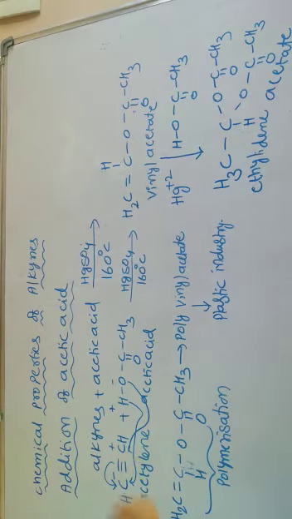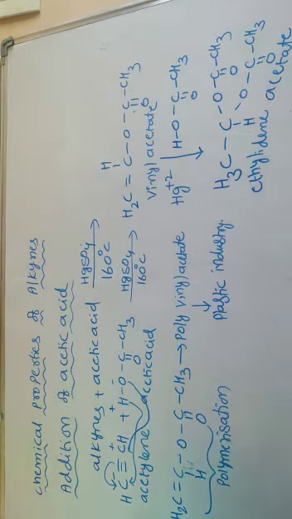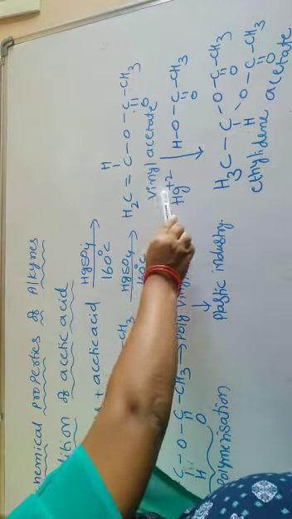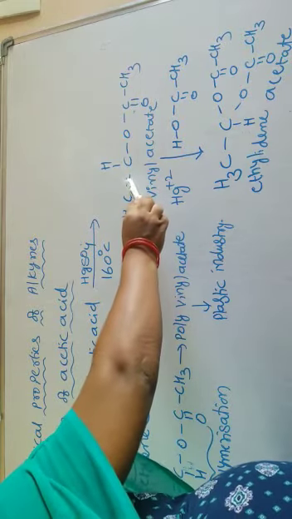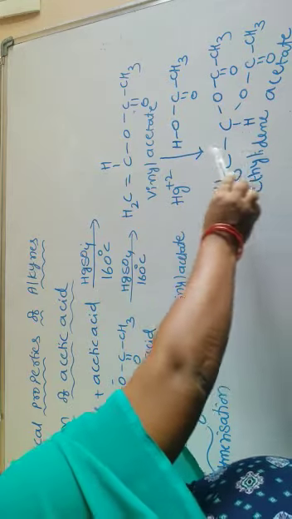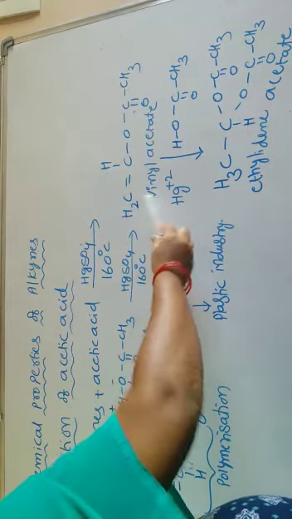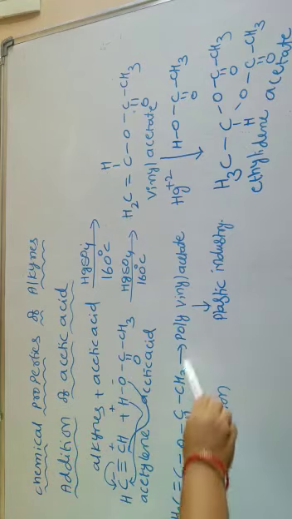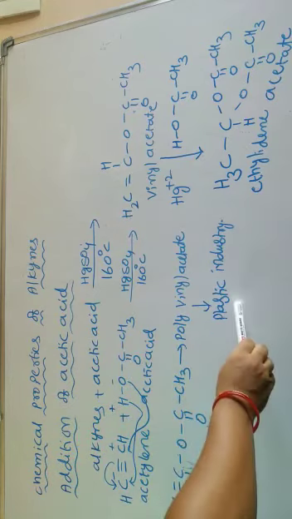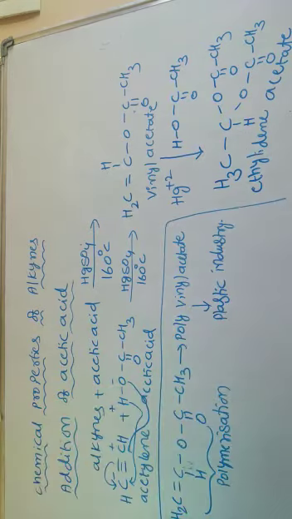It is about the addition of acetic acid. So acetic acid combines with alkynes in the presence of mercuric sulfate around 160 degrees Celsius. Initially it forms vinyl acetate, and further, due to the presence of the double bond, again addition of 1 mole of acetic acid is possible, and due to the addition of the second acetic acid it forms ethylidene acetate. Vinyl acetate is one of the most important compounds. Polymerization of vinyl acetate gives polyvinyl acetate, which is used in the plastic industry. Okay, this is about the addition of acetic acid to alkynes.